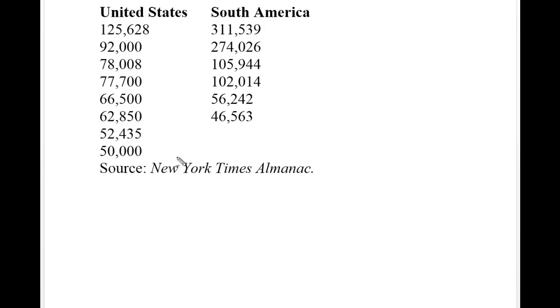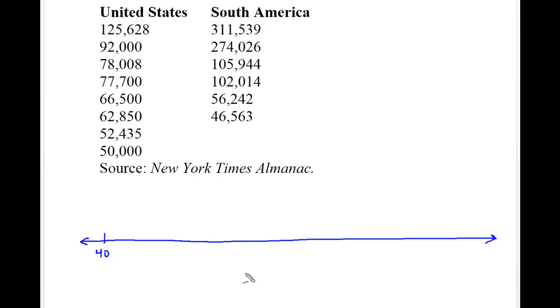Luckily, these pieces of data are in order, but since I'm going to compare both of those, I'm going to make my line here, and I'm going to check out my minimum, which is, of the two groups, 46,000. So maybe starting with 40,000, this would be our thousands of cubic yards. And it looks like my highest is going to be 311,000.